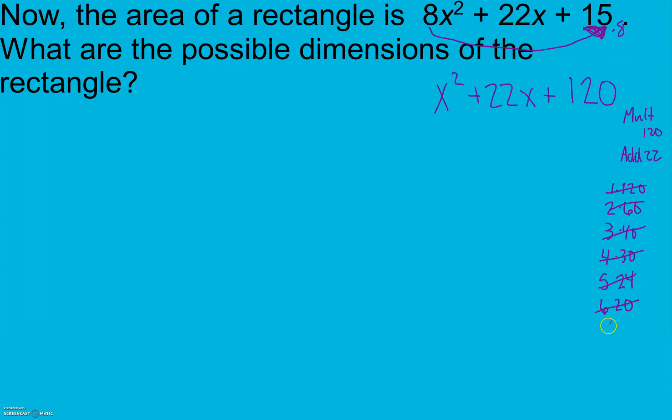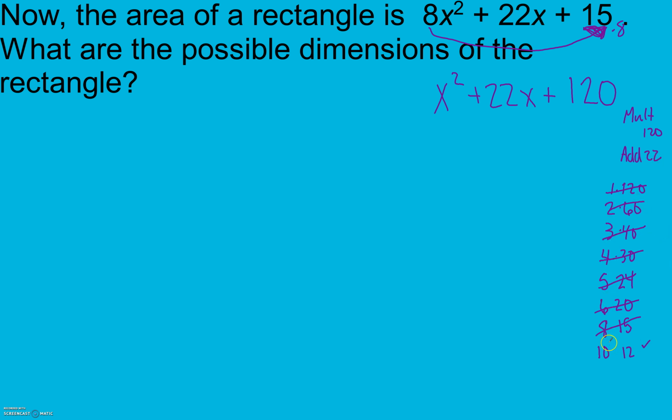Dividing by 7 doesn't work. Dividing by 8 gives me 15. When I add up there, I get 23, so I'm close. Dividing by 9 doesn't work. Dividing by 10 gives me 10 and 12. So here, that's my last set of factors that are possible because 11 doesn't go in. It's also my pair that I'm looking for here.